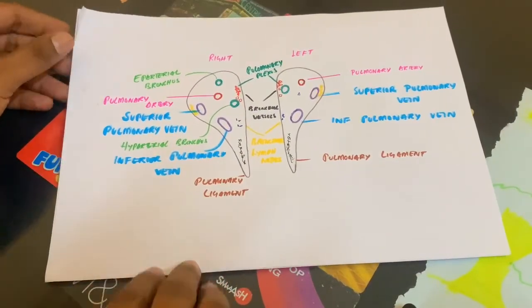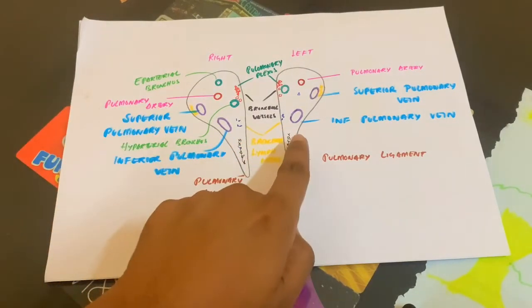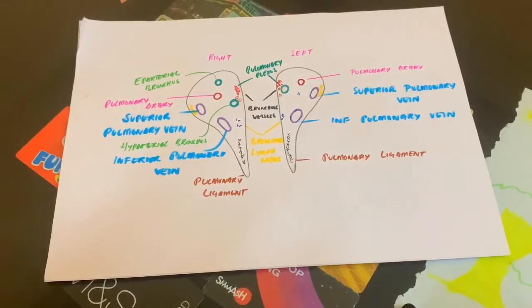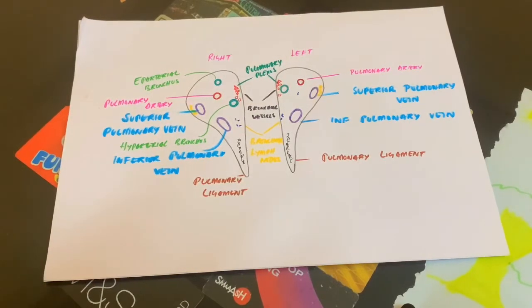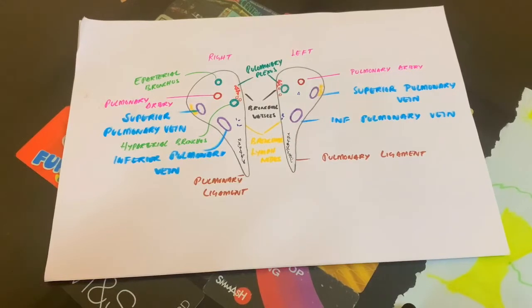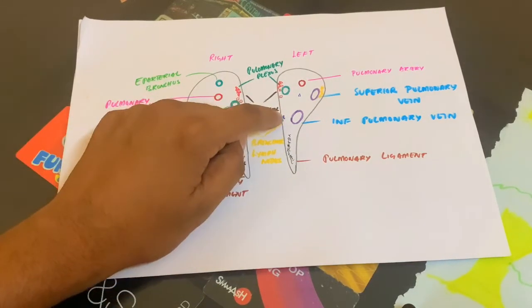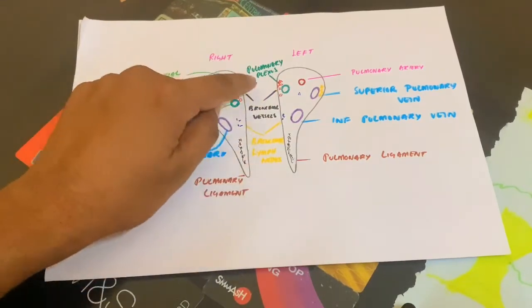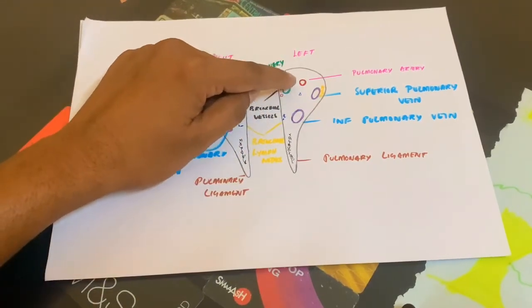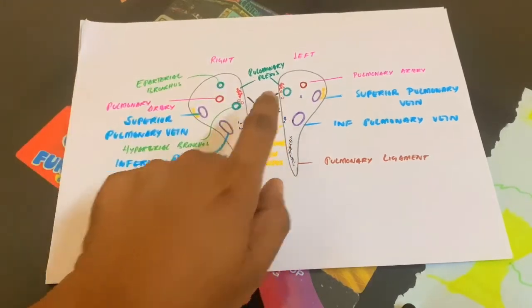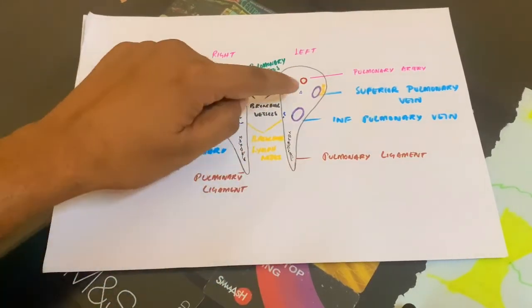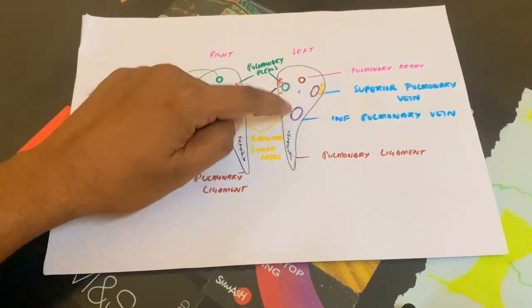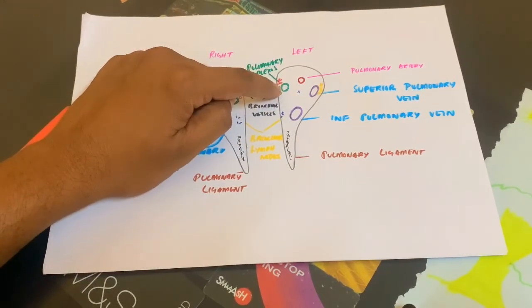arrangement of the structures at the hilum. So this is the hilum. This is the hilum of the left lung. This is the hilum of the right lung. As I told you, the structures at the hilum of the right and left lung were already discussed. Again, we will discuss. Now here on the left lung, this is the pulmonary artery. These are the pulmonary veins, and this one is the bronchus, principal bronchus.